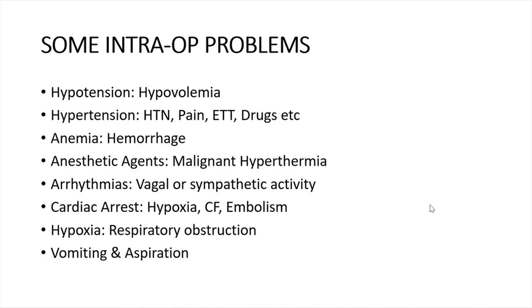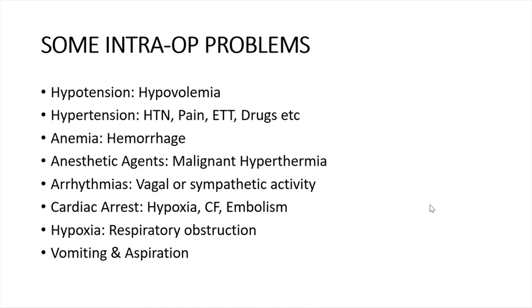Hypertension can also be caused during endotracheal intubation. You will see the BP rising. Some of the anesthetic drugs like ketamine will cause hypertension. The patient might develop anemia from blood loss. The patient might have malignant hyperthermia from some of the anesthetic agents. They could have arrhythmias from vagal or sympathetic activity. They may have cardiac arrest from hypoxia, hypovolemia, cardiac failure, embolisms. They may have hypoxia from respiratory obstruction. They may have vomiting and aspiration.